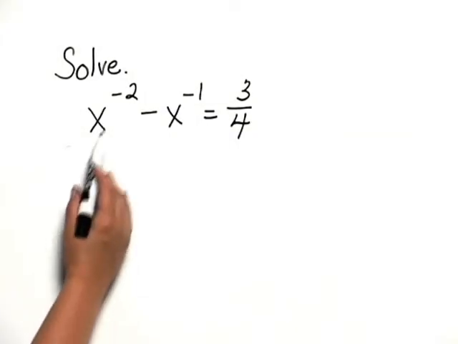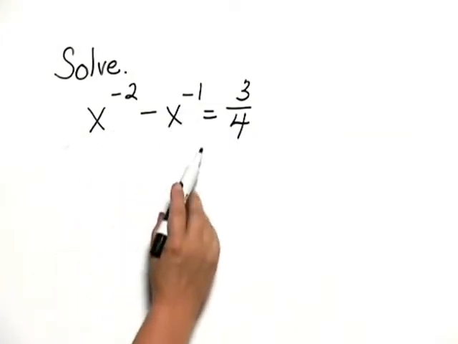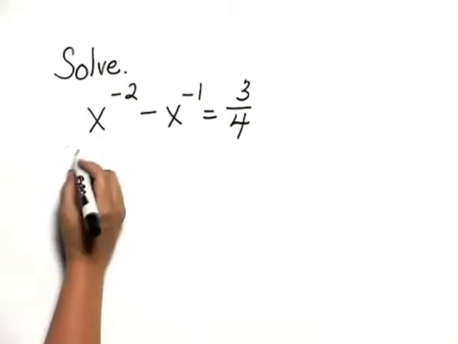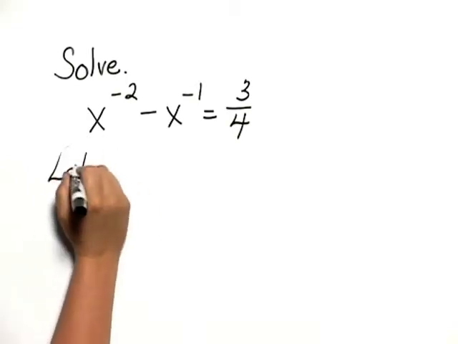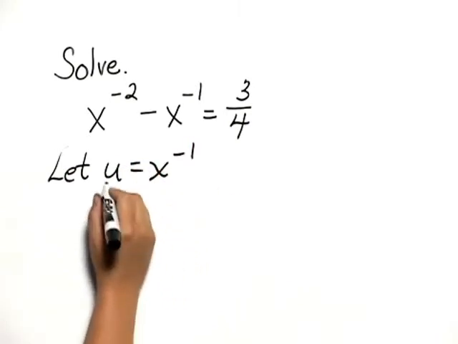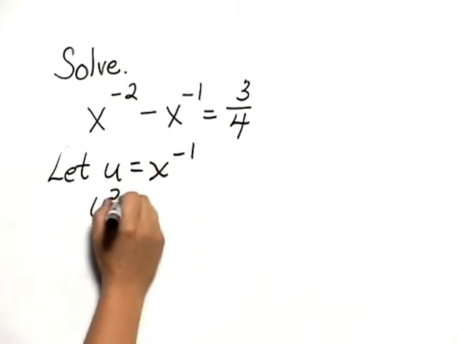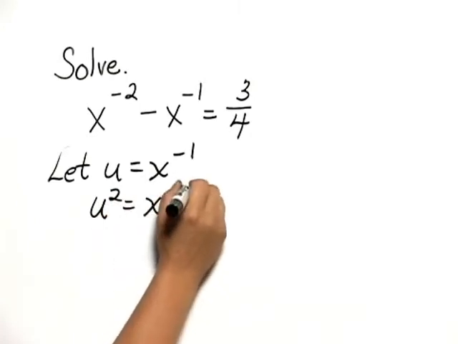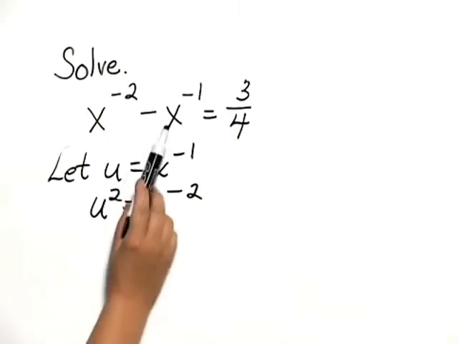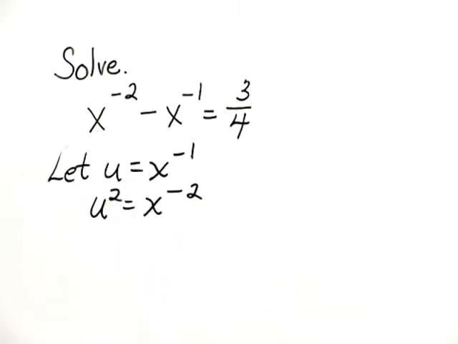Solve x to the negative 2 minus x to the negative 1 equals 3/4. At first looking at this, it does not look like a quadratic equation. However, if we let u equal x to the negative 1, and then square, we would have u squared equals x to the negative 2. We see that in this equation we have a u and we have a u squared.